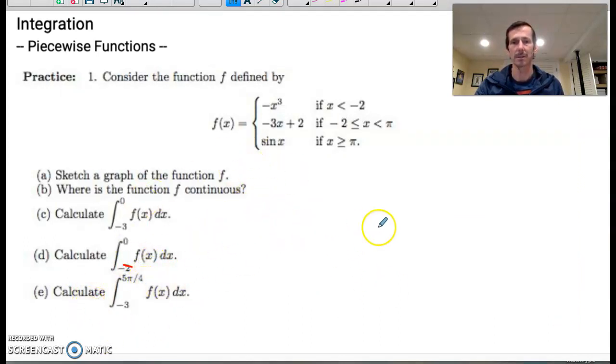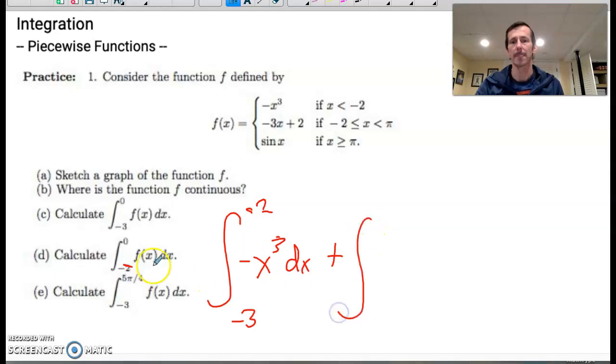So again, this is going to be in pieces, so I'm integrating from -3 to -2, and that's just this part right here. Again, we've already done that, so I'm going to steal that answer in a minute. Plus, I'm now going to integrate from -2, which is where this middle function starts, all the way up to pi. Now that part I'm going to have to do a little bit of work on.